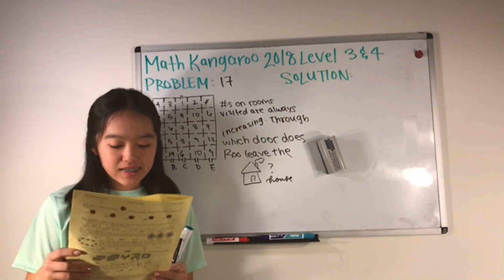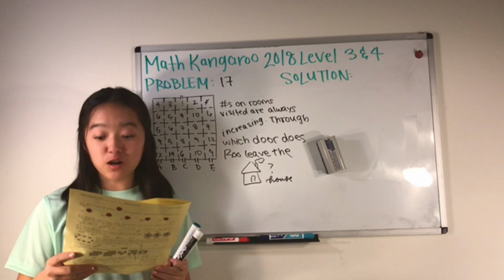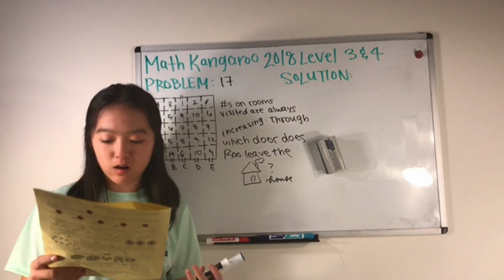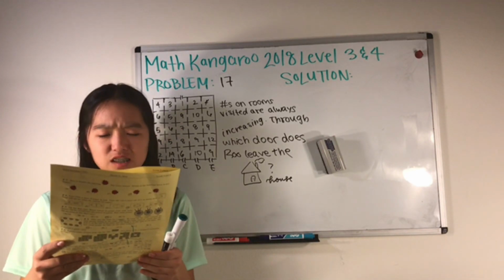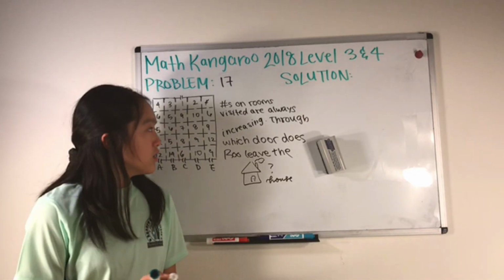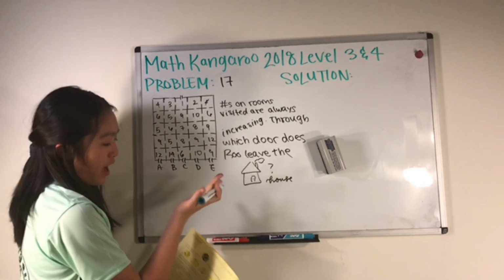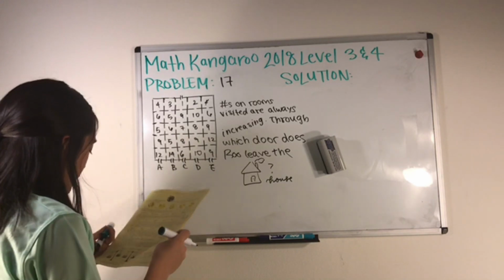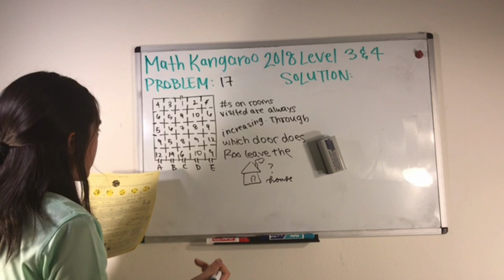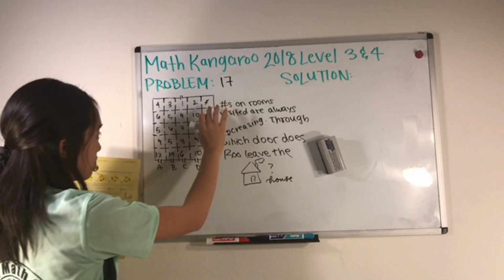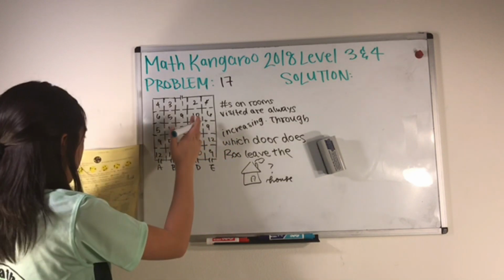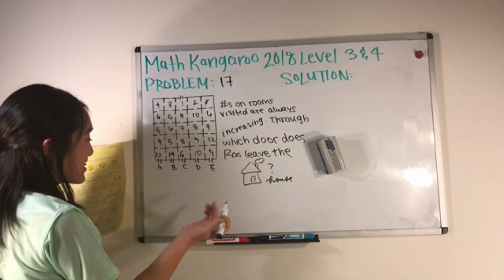Problem number 17 says, the rooms in Kanga's house are numbered. Baby Roo enters the main door, passes through some rooms, and leaves the house. The numbers on the rooms that he visits are always increasing. Through which door does he leave the house? So in order to solve this, you just trace your path through. So basically what you would do is just continually go through the higher numbers. So if you look at it, there are many different paths that you could easily go through. But this kind of problem takes a lot of testing.